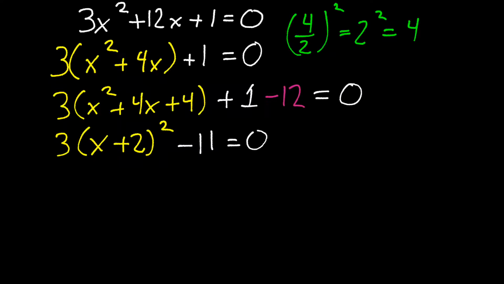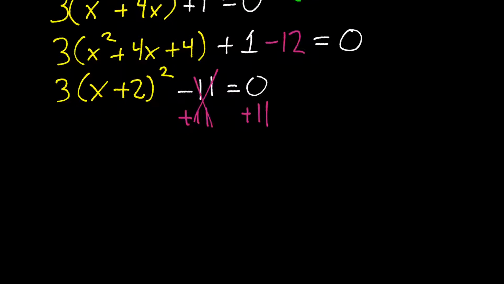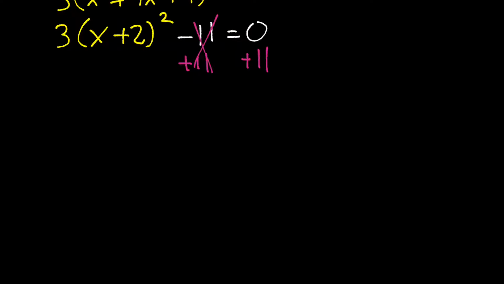equals 0. And from here, it's really the same as the first video, trying to get the x all alone, with one extra step when we have to divide to get rid of the 3. So let's give that a try. We'll start off by adding 11 to both sides. Cancels the 11s out. Move this up. And now I have 3 times x plus 2 quantity squared equals 11.